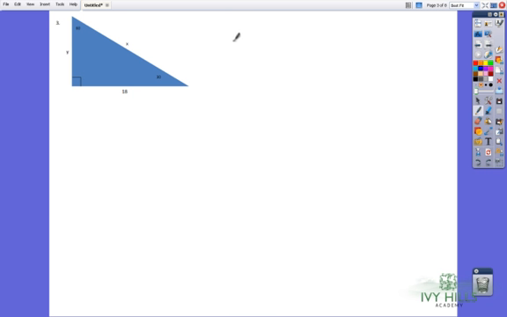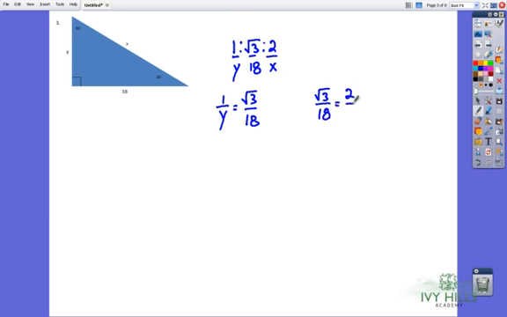Number 3 is a 30, 60, 90 triangle. We will use the extended ratio 1, root 3, 2. In my triangle, that will be y, 18, and x. My separated proportions will be 1 over y equals root 3 over 18, and root 3 over 18 equals 2 over x. Cross multiplying will give me y root 3 equals 18.